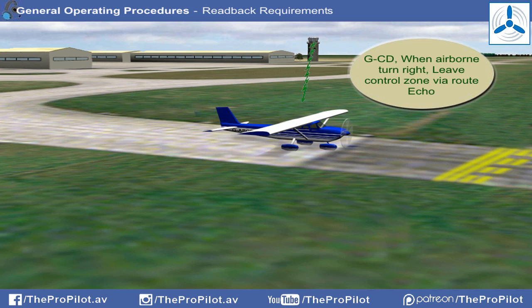Golf Charlie Delta. When airborne, turn right. Leave control zone via route Echo. Right turn via route Echo. Golf Charlie Delta.